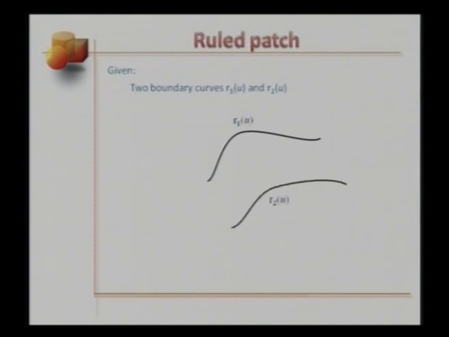The first model, ruled patch. So, given 2 boundary curves, R1 of u and R2 of u. This is the first curve. This is the second curve. One can perform linear interpolation between 2 corresponding points on the respective curves, like so. It's like sketching or drawing different straight lines, joining 2 corresponding points of these 2 curves.